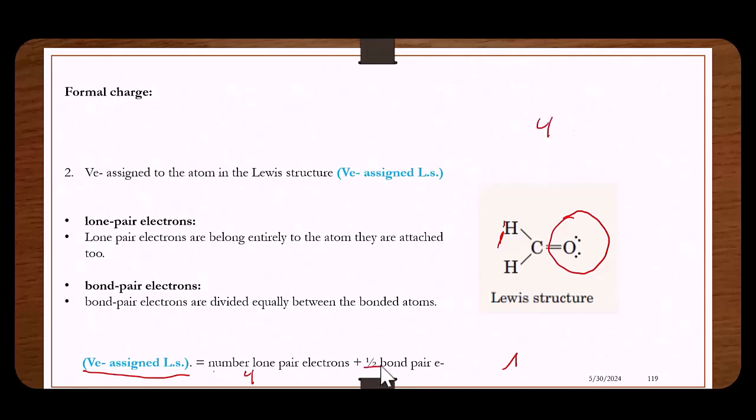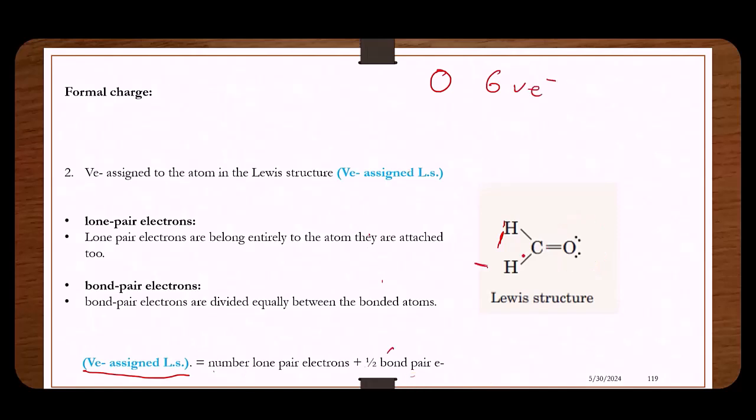And here we say that we get half of the bond pair electrons. We divide that by 2, and that would give us 2. So we could put 2 right here for half of the bond pair electrons, which would give us a total of 6 when we add them together. So for oxygen, there would be 6 valence electrons assigned to oxygen.